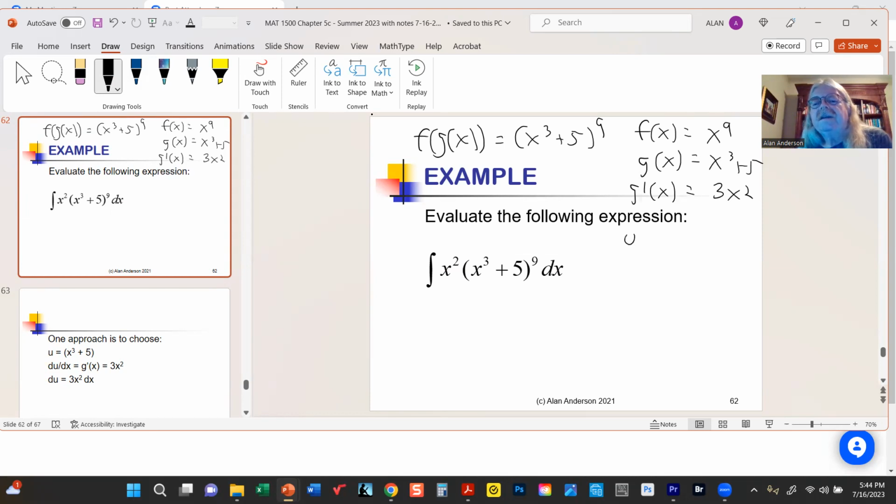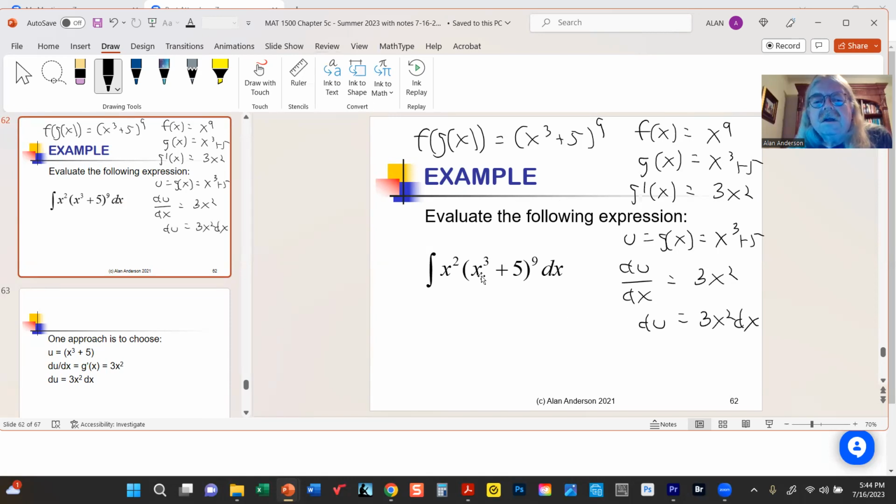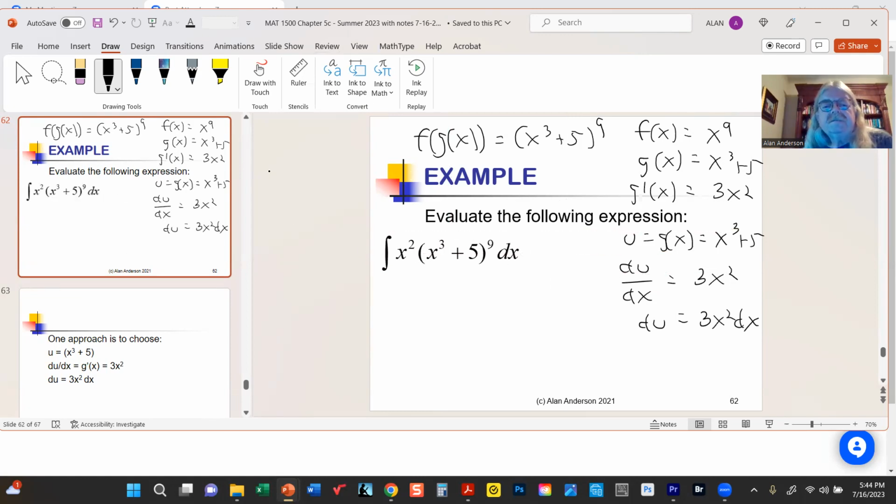Now, that means if u equals x cubed plus 5, du dx is 3x squared, du is 3x squared dx. So, first thing we want to do over here is rewrite this expression.